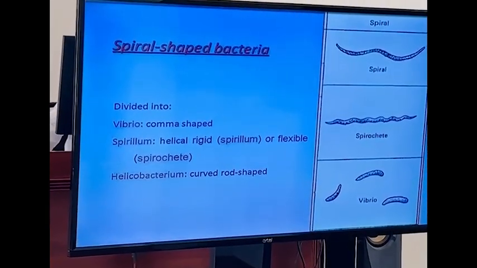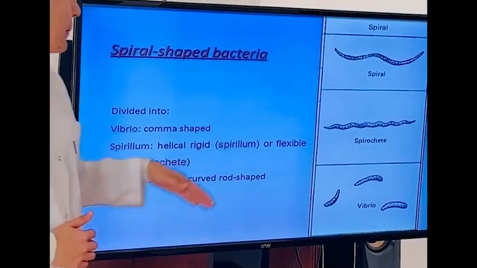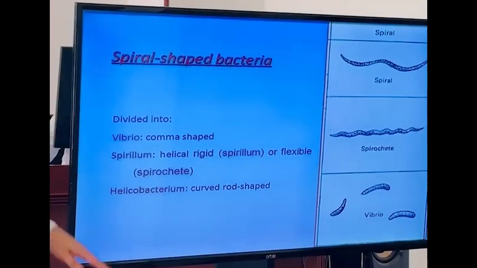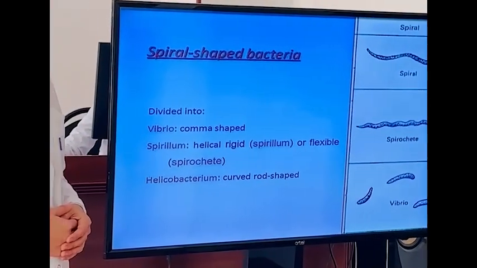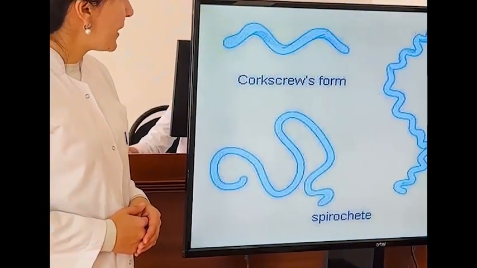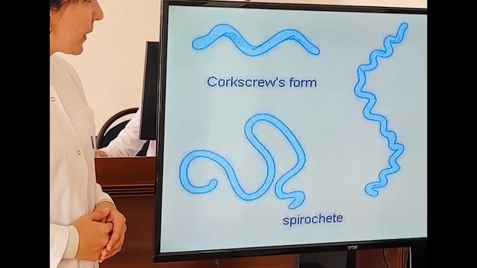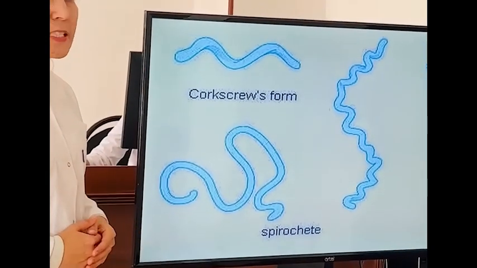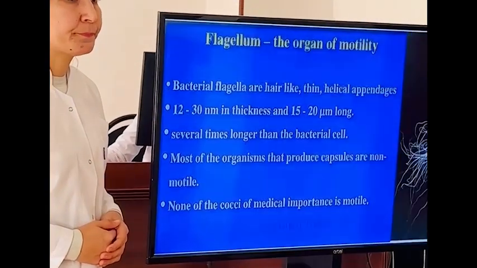Okay, spiral shaped bacteria we can name spirilla, spirochetes, and vibrios, which are the three types of these bacteria. And here we can see some spirochetes and helicoforms and other forms of bacteria.